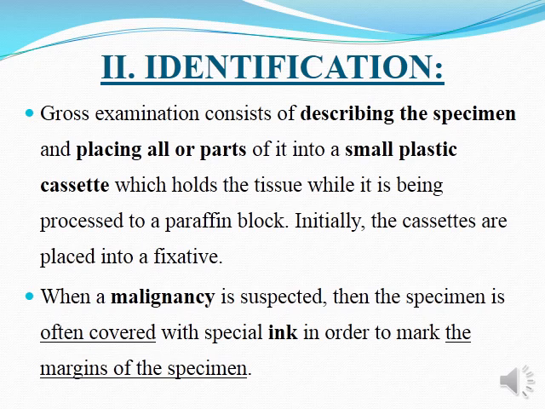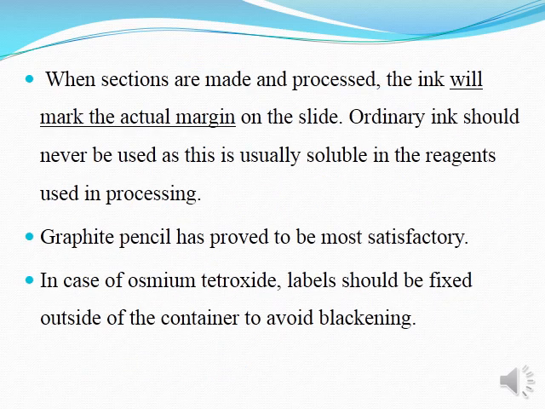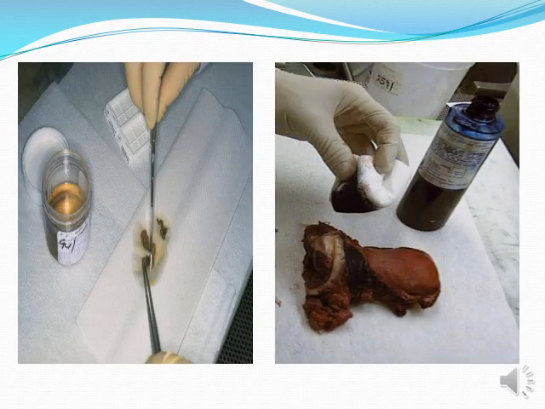When a malignancy is suspected, the specimen is often covered with an India ink mark to show the cut surface of the margin. When sections are made and processed, the ink will mark the actual margin on the slide. An ordinary ink should not be used as this is usually soluble in the reagents used in the process. So a graphite pencil has proved to be more satisfactory. You can see the cut surface of the tissue which has been kept in a cassette.